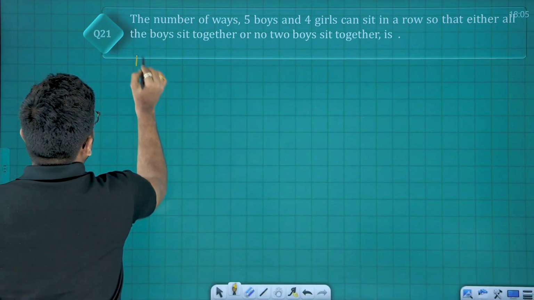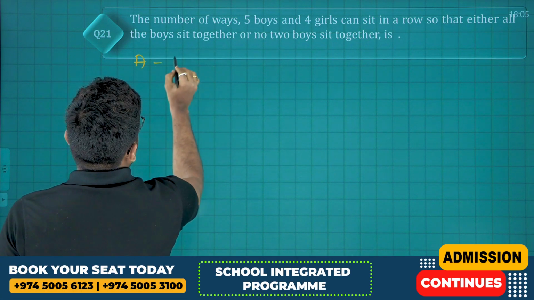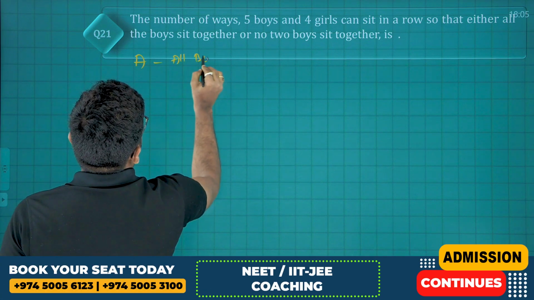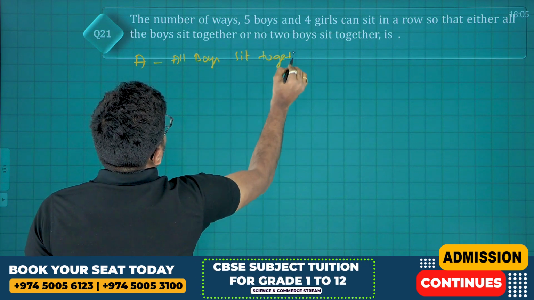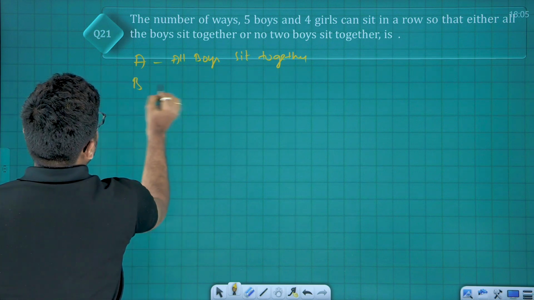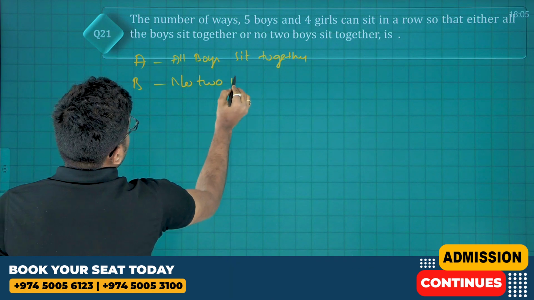Let capital A denote either all boys sit together. All boys sit together. B denotes no 2 boys sit together.